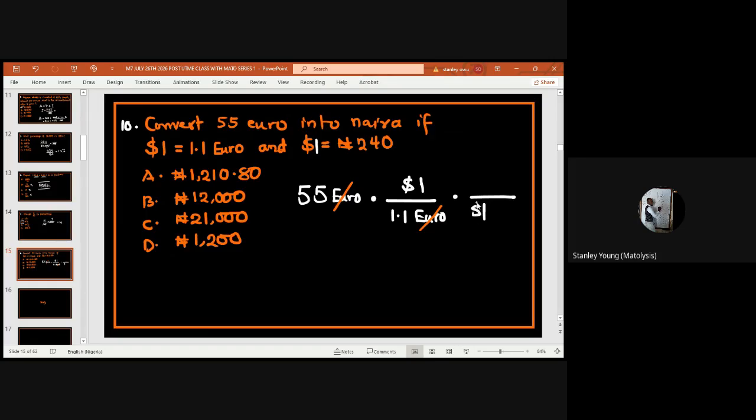right? Let me rewrite that. So you have $1, then above it you have 240. So your job is just to say 55 times what? 240 over 1.1. I will give you the final result in what? Naira. Don't forget that this is Naira. Final result will be in what? Naira. That's how you solve a problem like this, no matter how difficult it is.